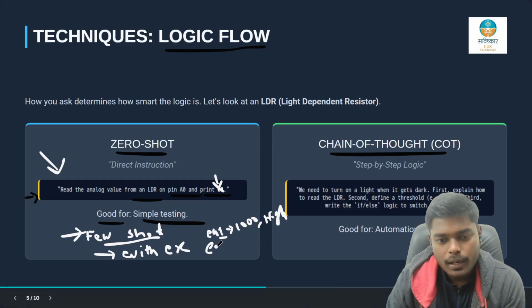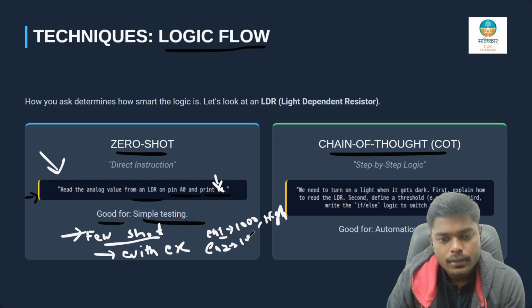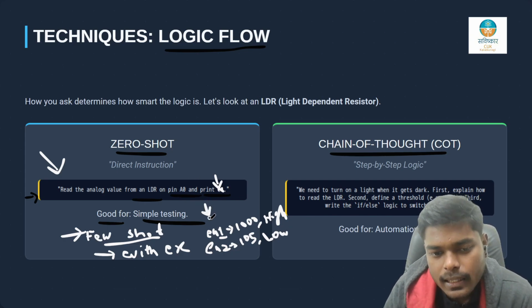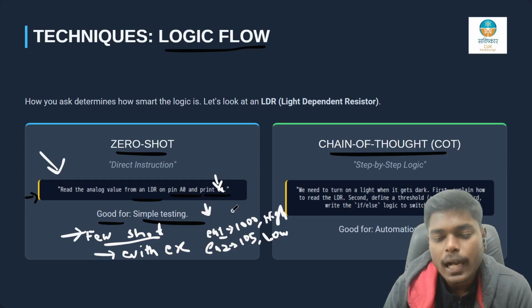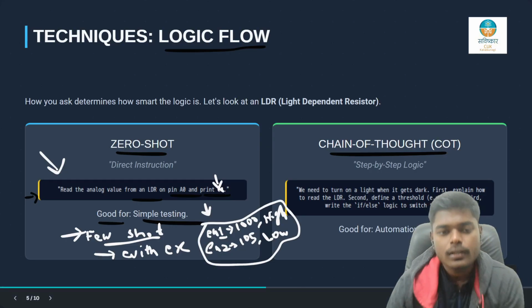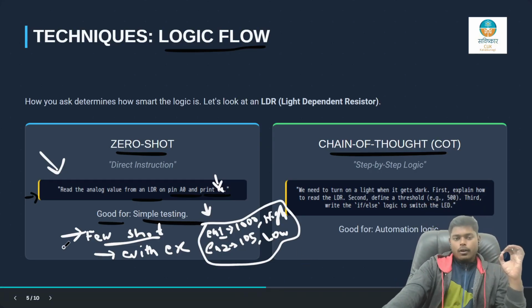And example 2, I will write that if it's just 105, then my light intensity is low. Right? So what will happen? It will give me a code such that in my code's output, the output will be coming like this. Okay. So this is about few shot.